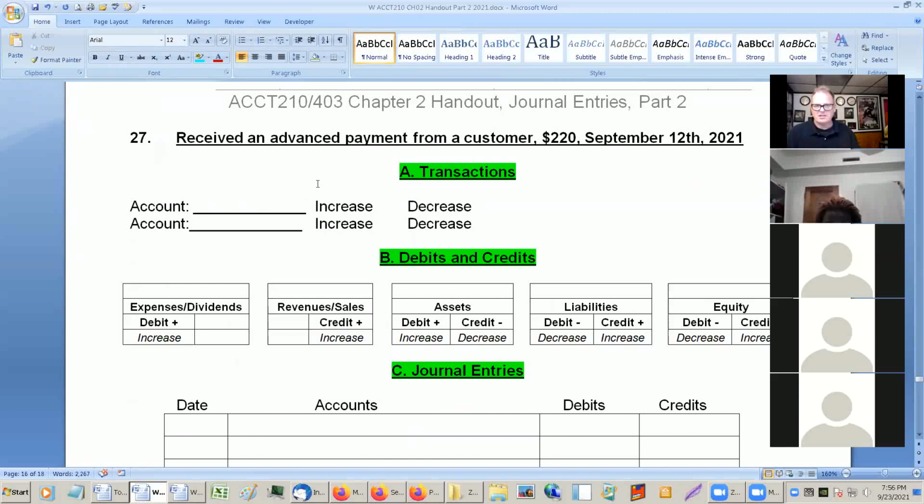Okay, so let's take the easy one. We received an advance payment from a customer, 220. So we receive cash, I guess. So cash would definitely be accounts receivable. But I was thinking, it said in advance. That's what got me. Actually, this is sort of the opposite of accounts receivable. And here's why. We see an advance payment. Now, accounts receivable is when we do the work and then we give them a bill, right?